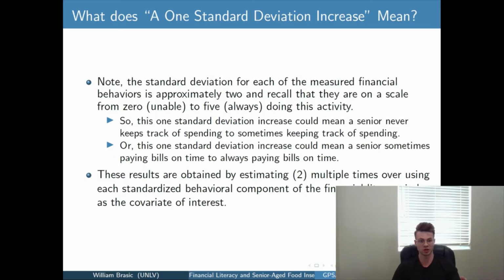So essentially, you could think of a 1 standard deviation increase as meaning a senior going from never keeping track of spending to sometimes keeping track of spending, or a senior sometimes paying bills on time to always paying bills on time, or sometimes paying their bills in full to always paying their bills in full. Those are just some examples of how you can interpret these results.